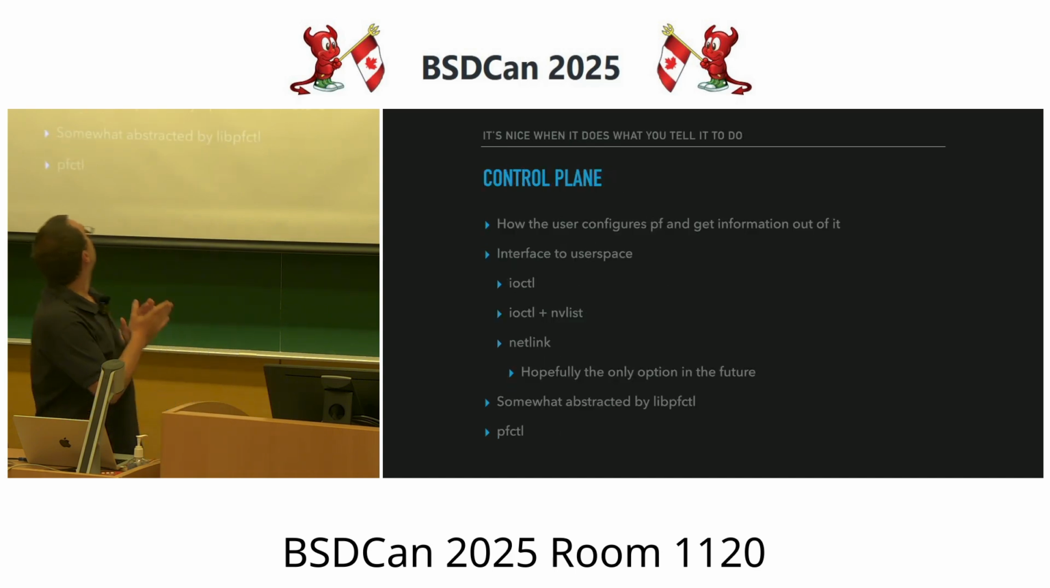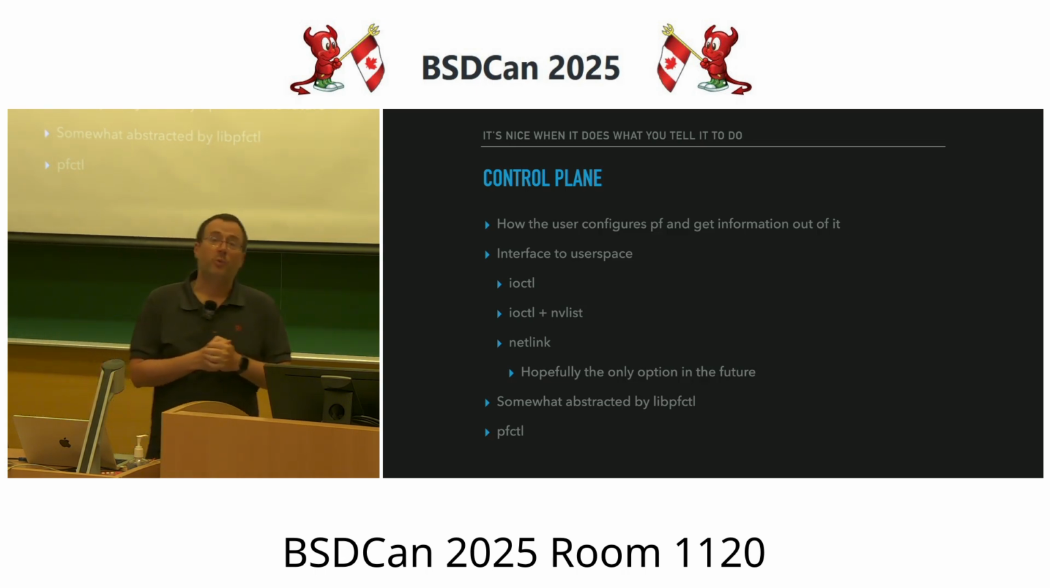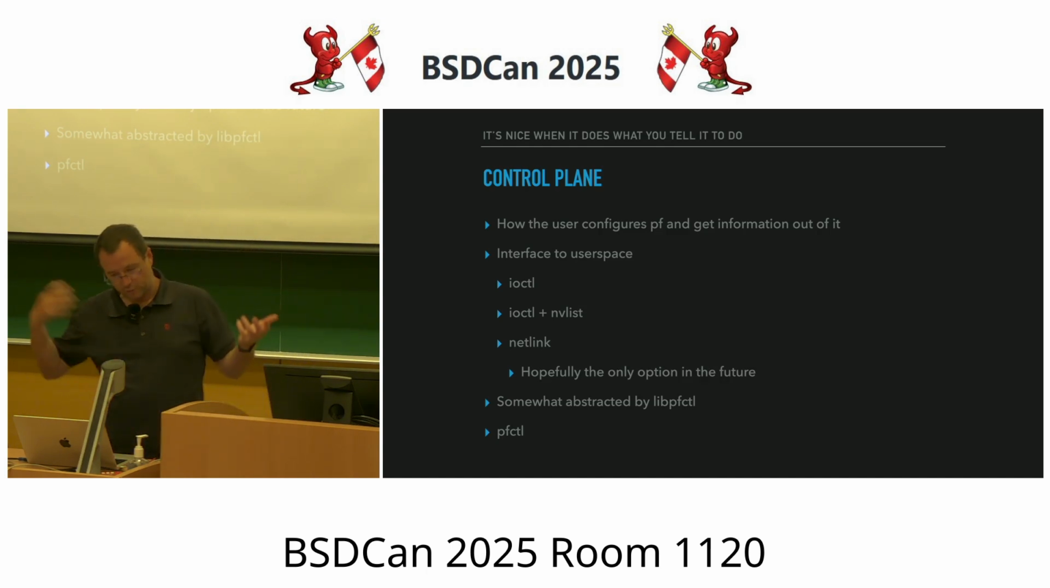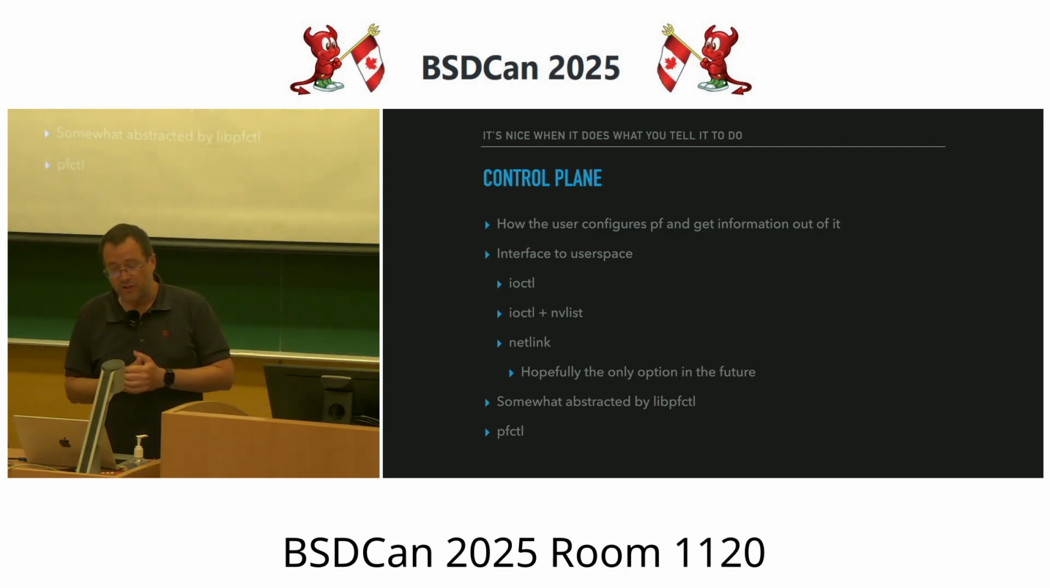Moving on, control plane. So this is how we configure PF. This is not particularly interesting in and of itself. It's just how PF talks to the kernel. And right now there are three ways to do it. We've got the old ioctl style, which is all that OpenBSD does. And that's a fine approach.